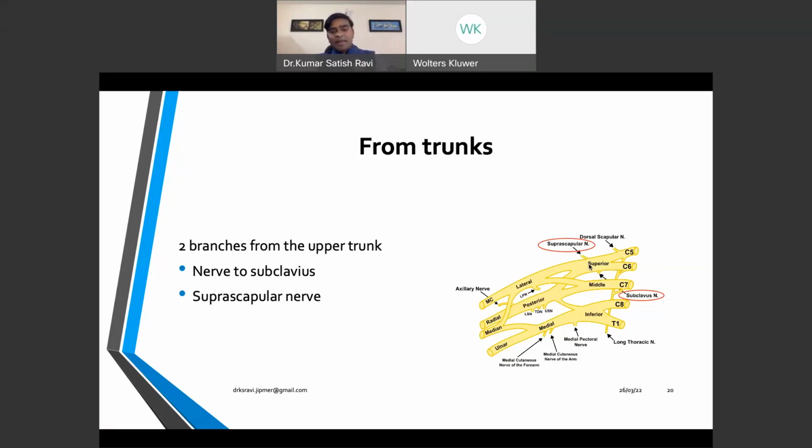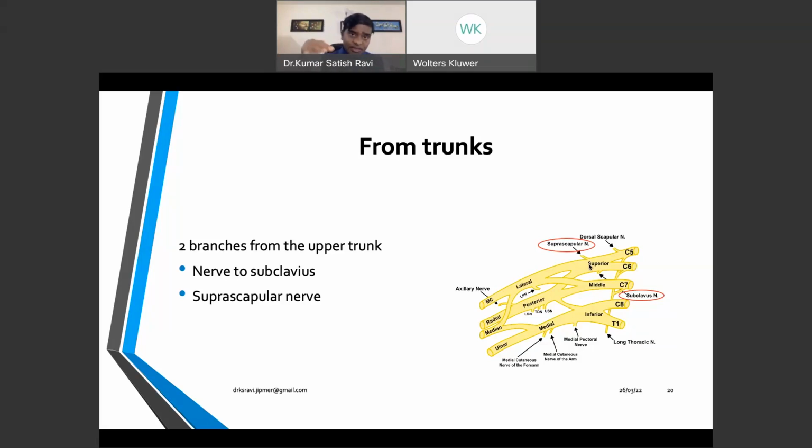Now, this suprascapular nerve will pass through that foramen. It will supply this supraspinatus muscle. After supplying the supraspinatus muscle, it winds around this spinoglenoid notch, right? And then it descends downwards and supplies the infraspinatus muscle. So basically this suprascapular nerve supplies this supraspinatus muscle and infraspinatus muscle.